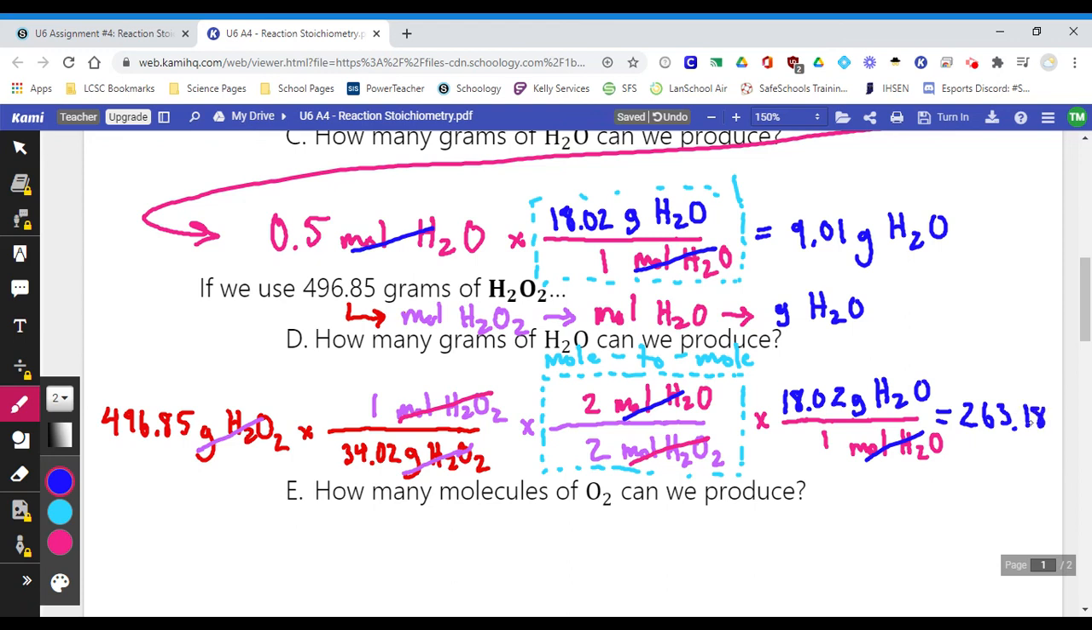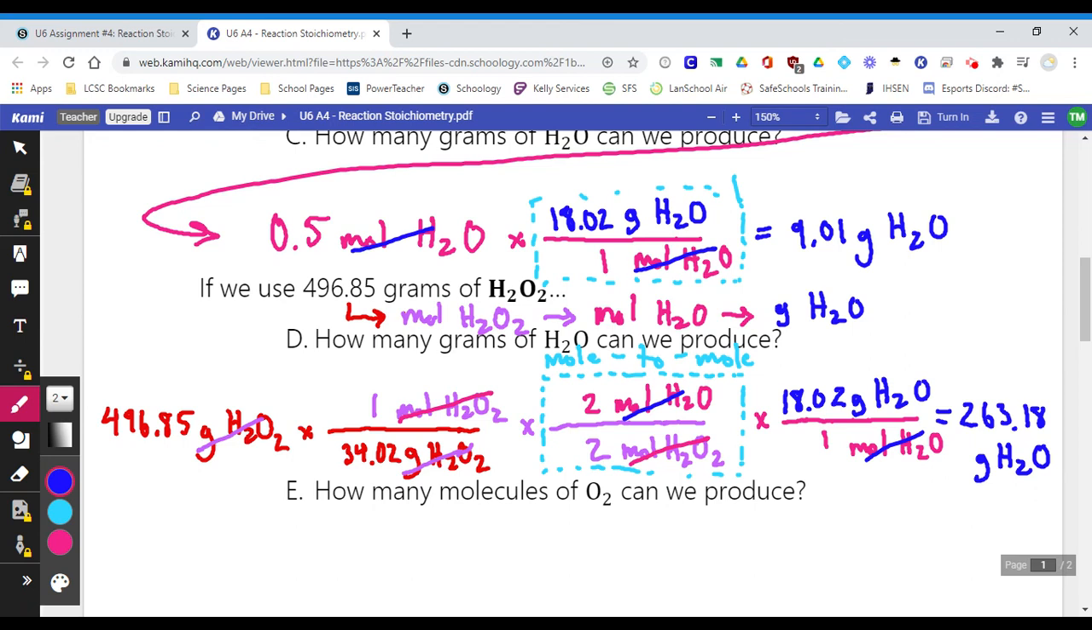263.18-ish, and that's grams of H2O. And that is my answer. Again, without stepping foot in the lab, I can say if I use 496.85 grams of hydrogen peroxide and get it to all break down, I should make 263.18 grams of water out of that, which is crazy. And it's exciting. And it's how we're going to be basically figuring out whether the experiments we do in lab are good, if they are on track, if we're doing kind of a good job of getting all of the product that we're aiming for.